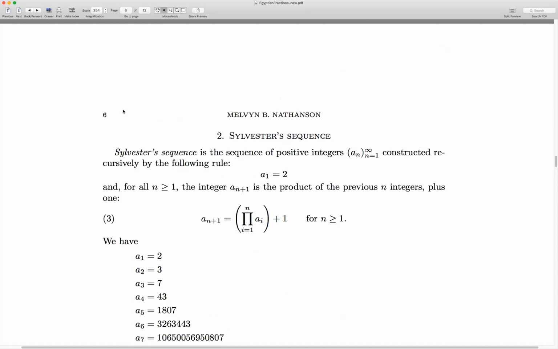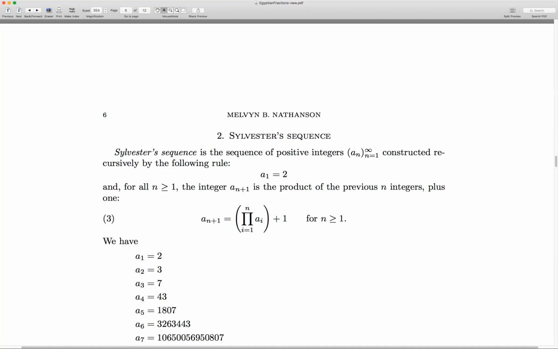Okay, so keep that inequality in mind. We're going to come back to it. And we come to Sylvester, who wrote a paper on vulgar fractions, which I sent out with the announcement of this talk today, because it's a great paper and nice to look at old papers.